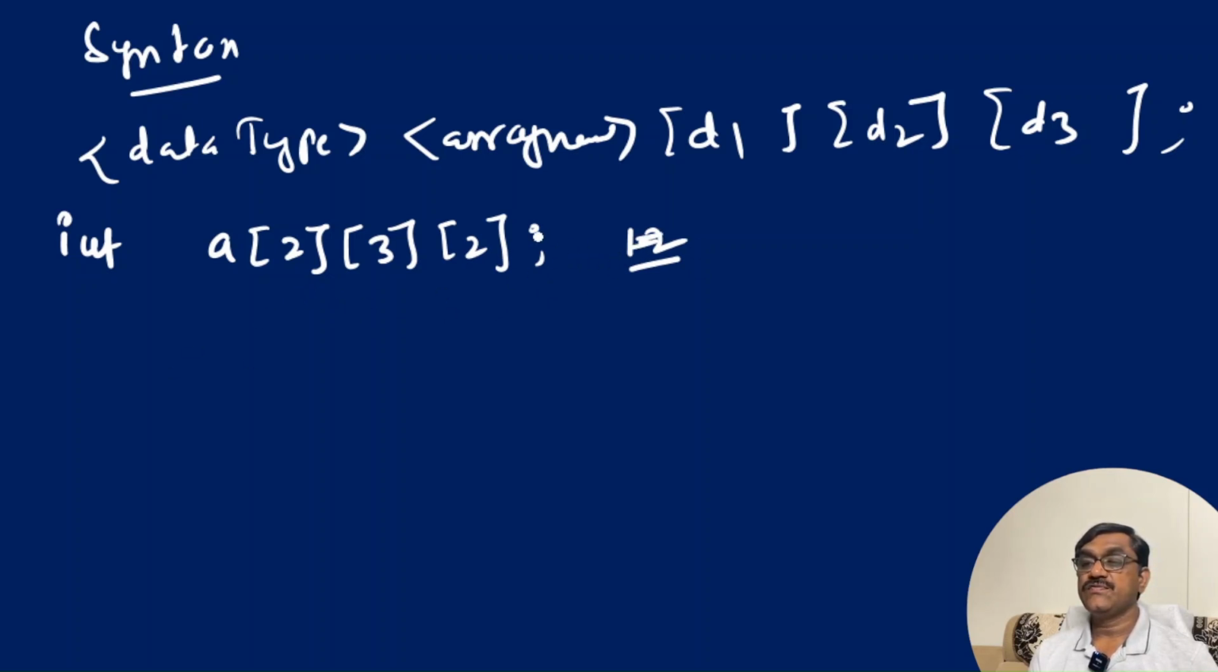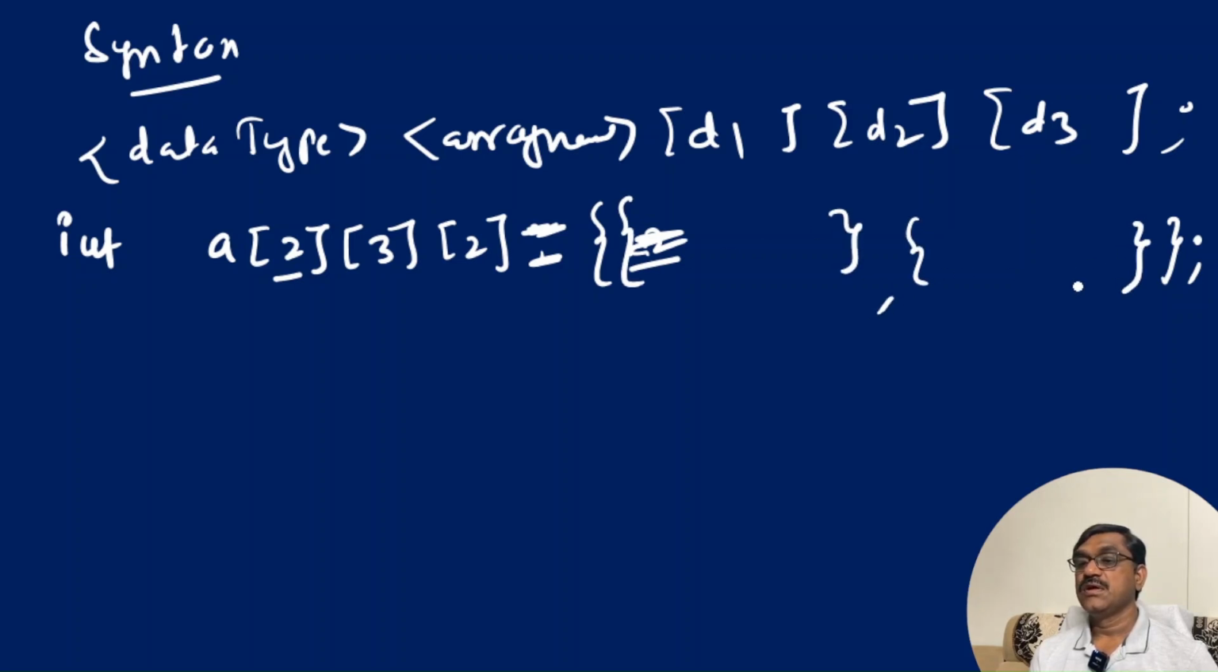The declaration and the initialization are both done in the same way. So integer a of 2, 3, 2 is given as follows. First, write an opening brace and a closing brace here, with a semicolon. This is the entire block I am writing. Now take the first dimension. What is the first dimension? 2, which means you specify two blocks here. As I said previously, this is the 0th block and this is the first block.